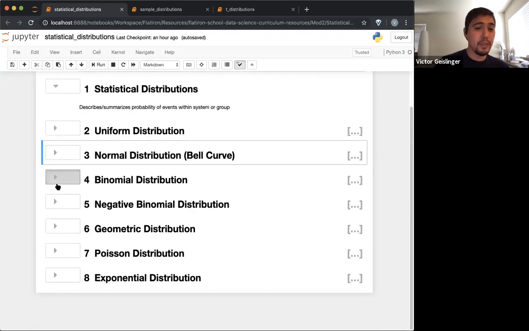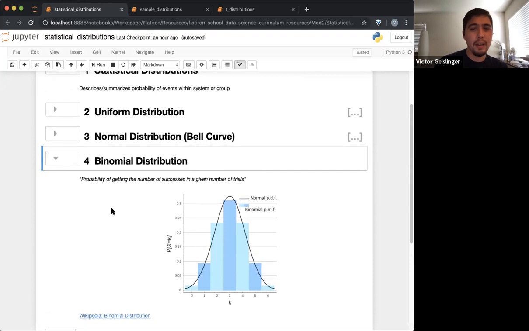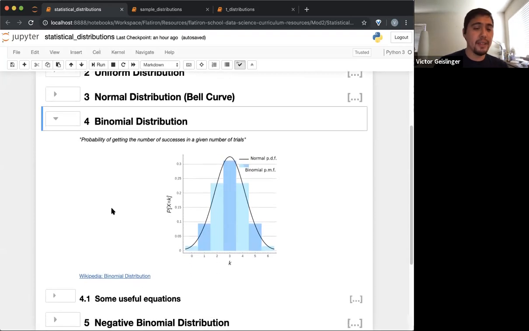So, binomial distribution, we've seen this before. You can think of it as the probability of getting a number of successes in a given number of trials. If you flip a coin, it's how many heads: the probability of getting 5 heads when I flip the coin 10 times, what's that probability? Then what's the probability of getting 4 heads with 10 flips, and so on. That's what our binomial distribution is.